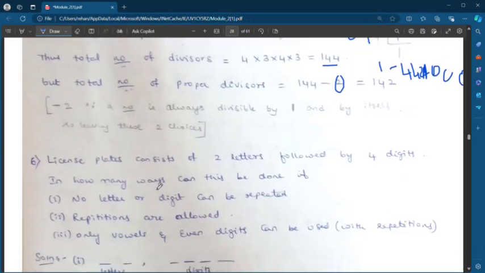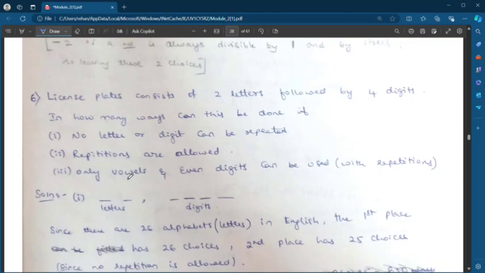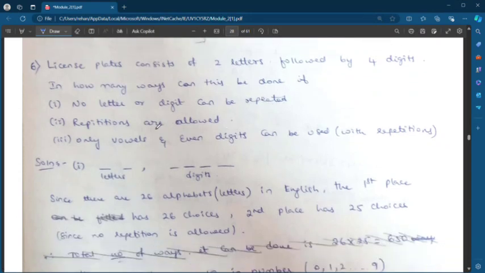Again we have this: license plates consist of 2 letters followed by 4 digits. In how many ways can this be done if no letters or digits can be repeated? So first see here, they are saying letters in 2 places, digits in 4 places. Since there are 26 letters in the English alphabet, the first place has 26 choices. For the second place, it can be anything from A to Z, but it should not repeat.